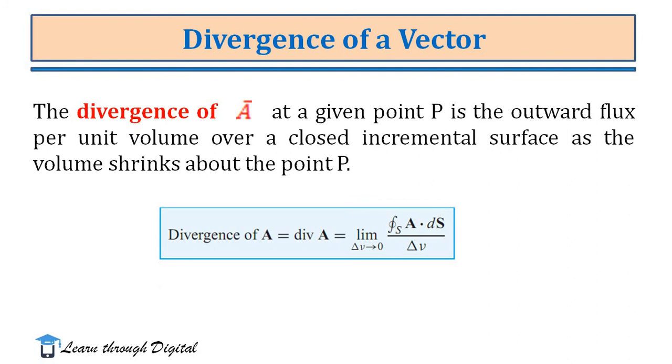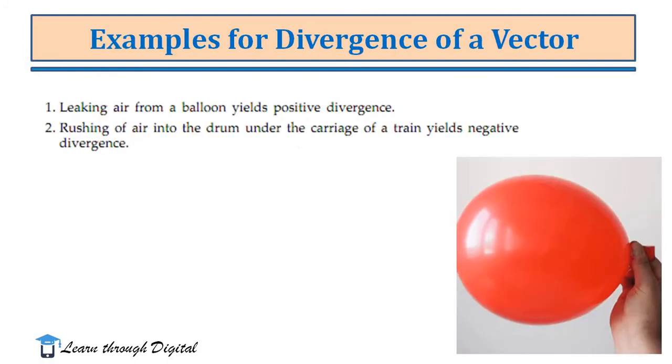The divergence of a vector at a given point P is the outward flux per unit volume over a closed incremental surface as the volume shrinks about the point. This is the definition of the divergence. It defines the outward flux per unit volume over the closed surface as the volume shrinks about the point P. Mathematically, the divergence of a vector can be written as the surface integral of the vector A dot dS divided by the incremental volume, as the volume tends to 0.